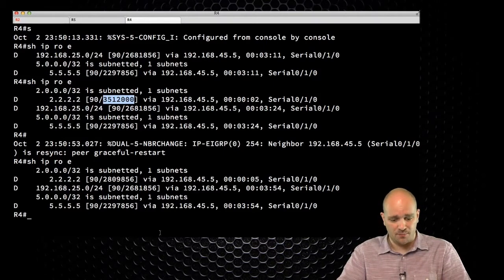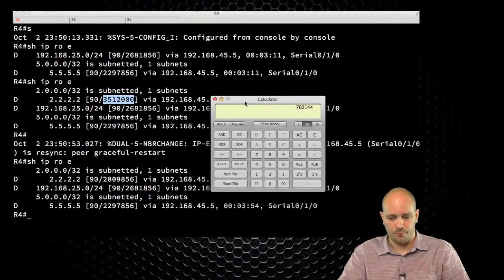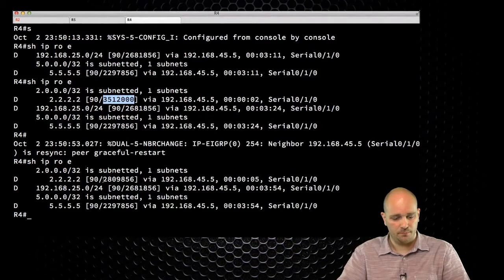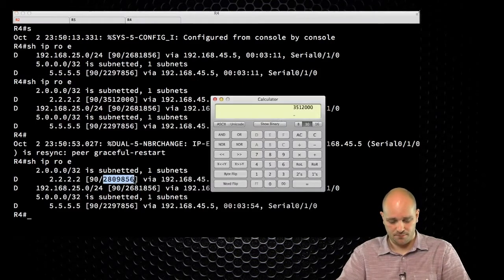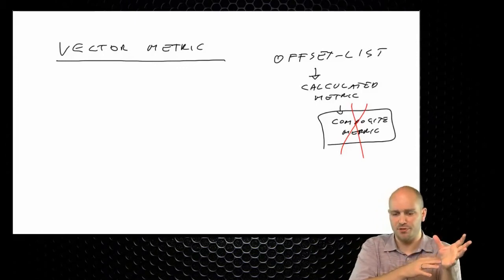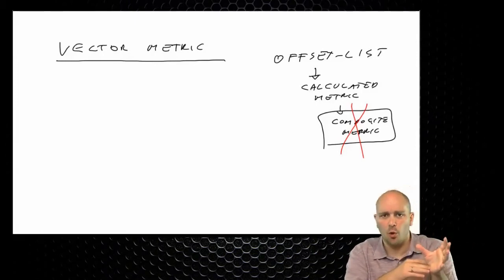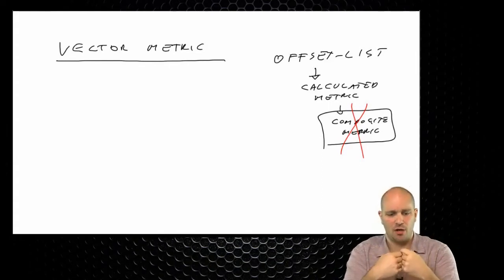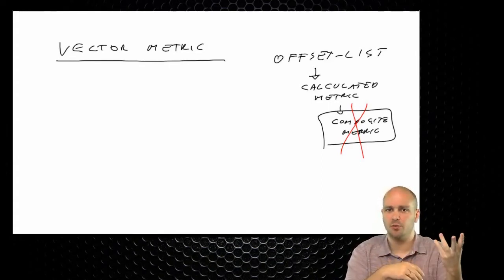And the difference between this value and this value here, you can guess it, is going to be 702,144. So the exact number that I have increased my metric by. So knowing that the composite metric is never communicated to the neighbors, how did this actually work? How did my change on R5 get propagated to R4?